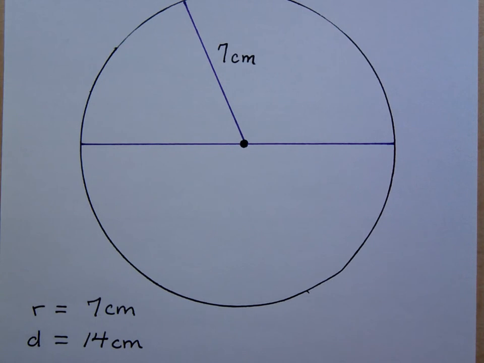What's the circumference? But here's something we do know. I gave you the formula just a second ago. The circumference is pi times the diameter.